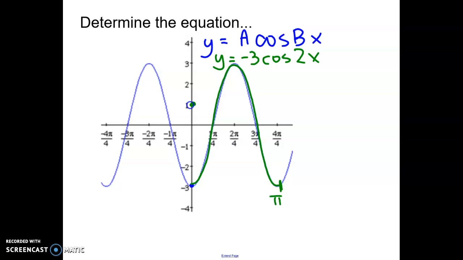So that's how we figure out the equation of a sine or a cosine graph. You just have to look at it and figure out what you multiplied by for A and what you divided by for B.